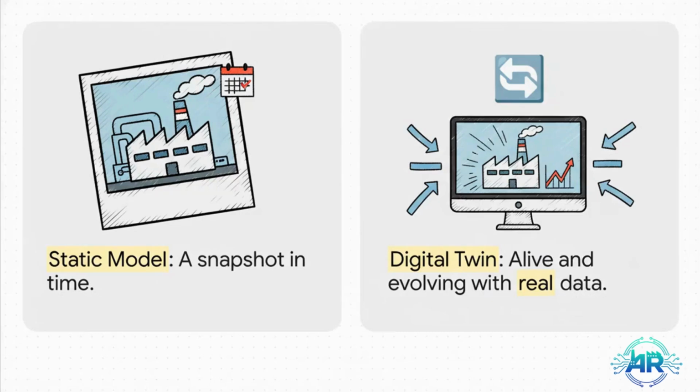And this really highlights the key difference. Think about a traditional static model. It's like a photograph, just a snapshot of a single moment in time. A digital twin, on the other hand, is like a live video feed. It is constantly updating with real data from the factory floor. So in a very real sense, it's alive.